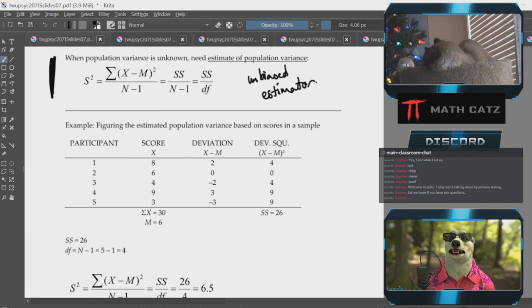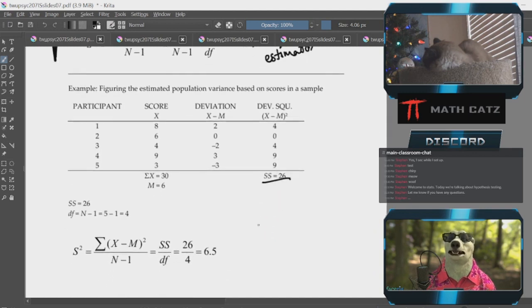So for example, if I have five participants here, they have some scores. I calculate the sum of the squares in the same way, but to estimate the population variance, I divide by n minus 1, so 4 in this case, and then I use that in my standard error and comparison distribution and whatnot.